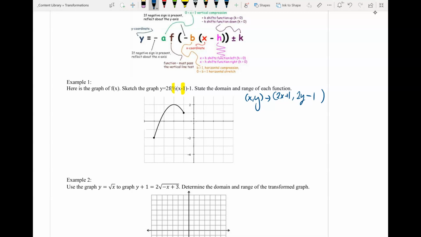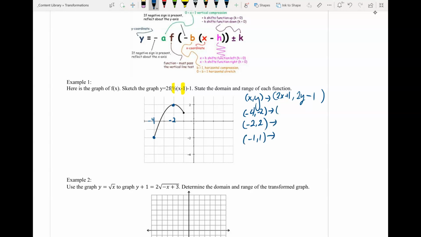Now I'm going to perform this transformation on all the points. I'm going to pick 3 points. We have this one here at -4, -2. Another point at -2, 2. And then lastly at -1, 1.